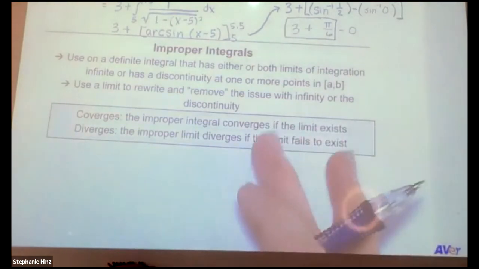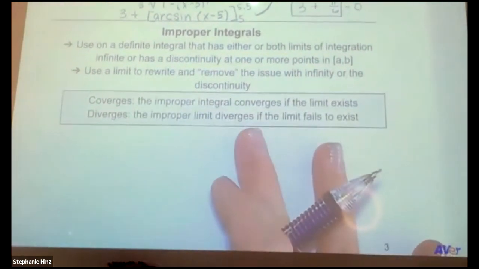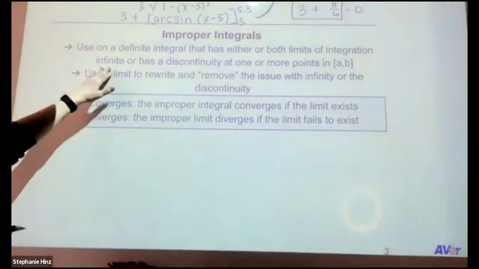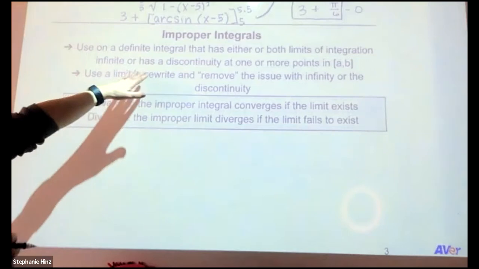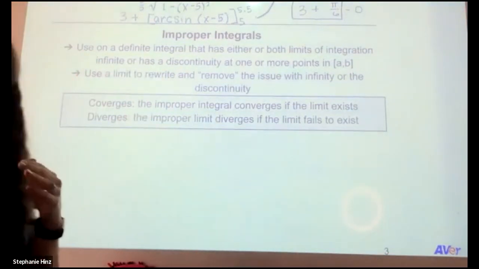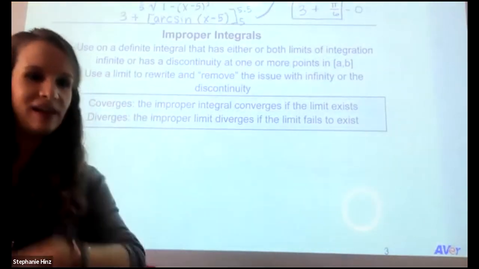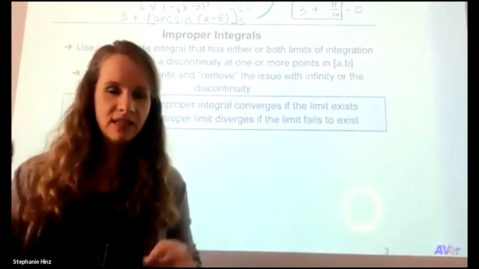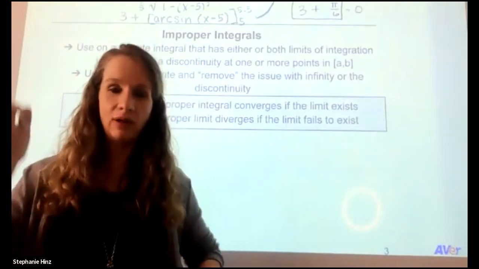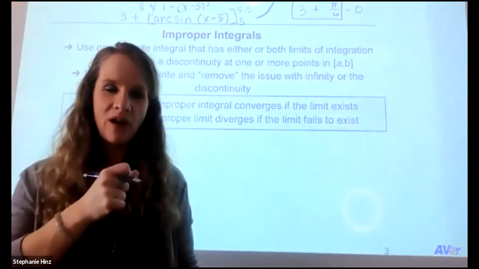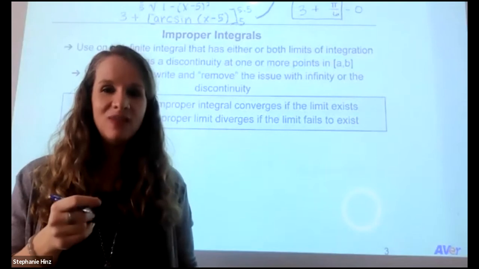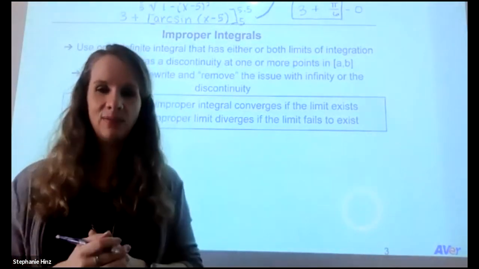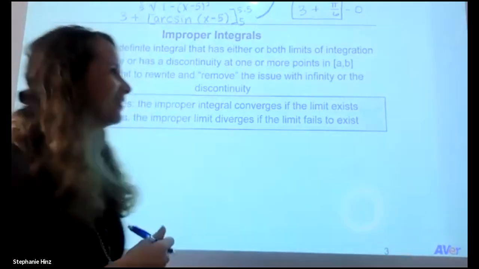All right, so improper integrals. You use these on a definite integral that has either or both limits of integration be infinite, or if you have a discontinuity at one or more points going from A to B. Sometimes these are very obvious. If they have an infinity for A or B, then you're like, oh yeah, that's improper integrals, bingo. The ones that are sneaky are when you have some type of asymptote, some kind of discontinuity within the A and B. And we'll encounter one of those as well.